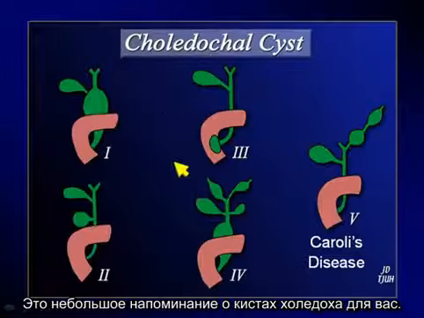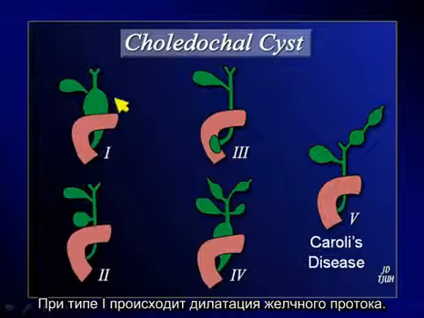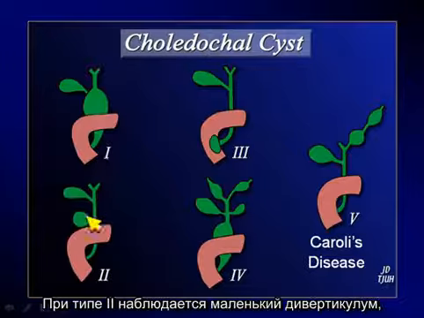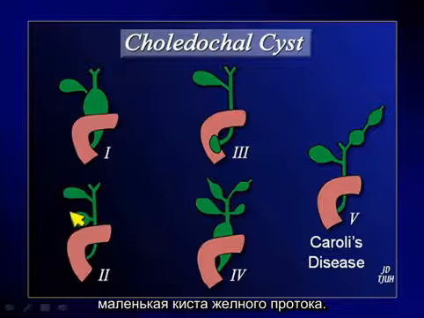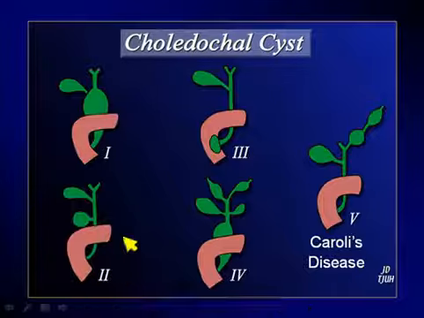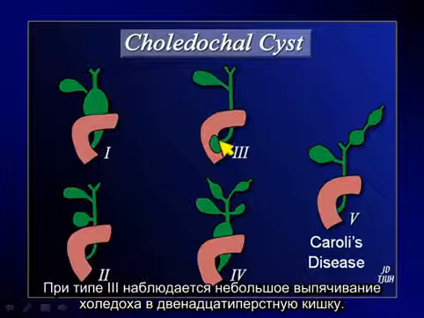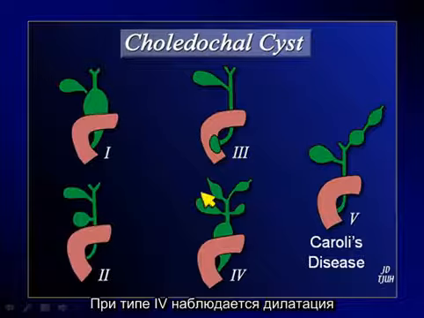This is a reminder for you of the choledochal cyst. The type 1 has a dilatation of the bile duct. The type 2 has a little diverticulum, a little cyst, off the bile duct. Type 3 has a little choledochocele protruding into the duodenum.